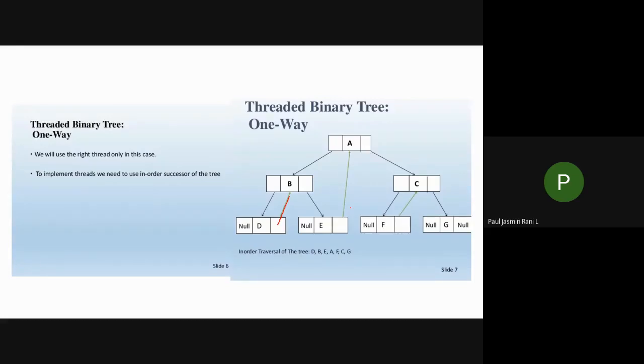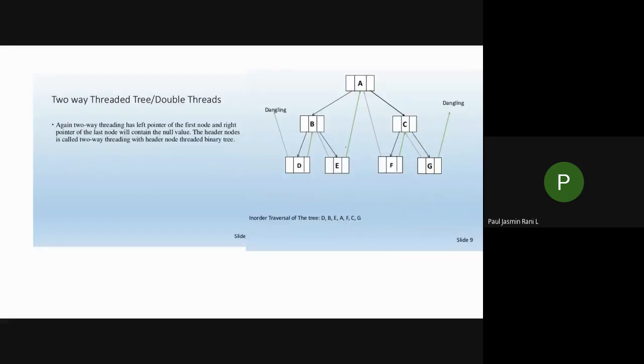And a two-way threaded binary tree means both the left child and right child contain threads. For this example, you have both sides. Here you have a thread and here also you have a thread. When threads are present in both the left and right child, then we call it a two-way threaded binary tree.